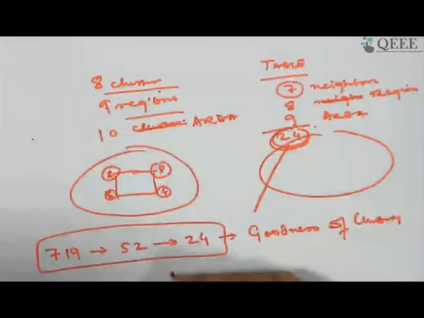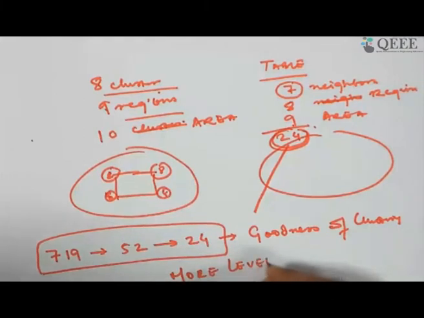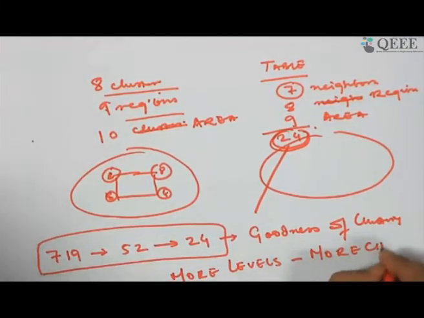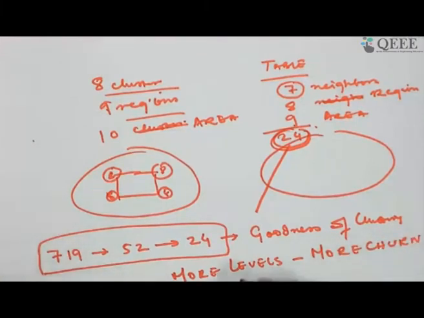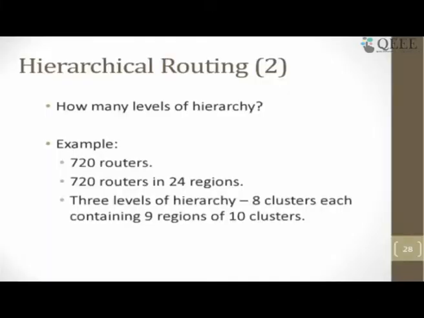So, more levels, what is the flip side? More levels is more churn. More churn means what? More change in the routing table. Very good. So, now we have understood what is a hierarchical routing algorithm.